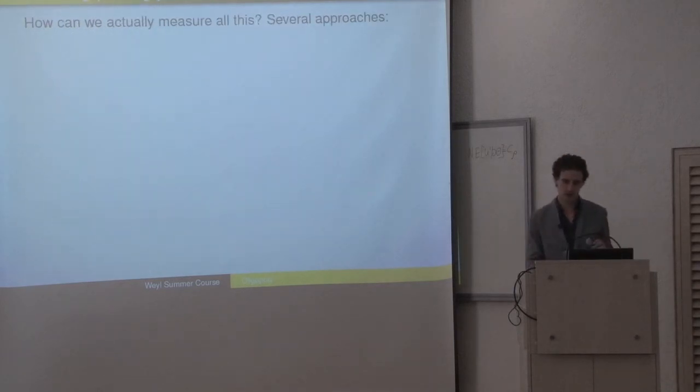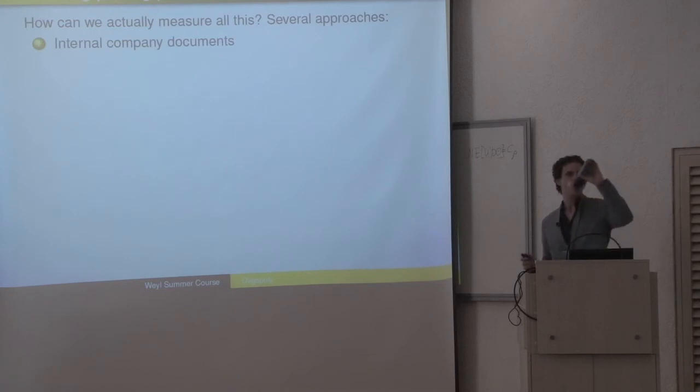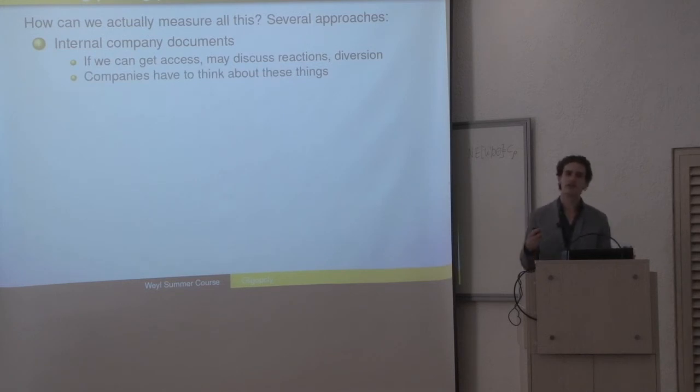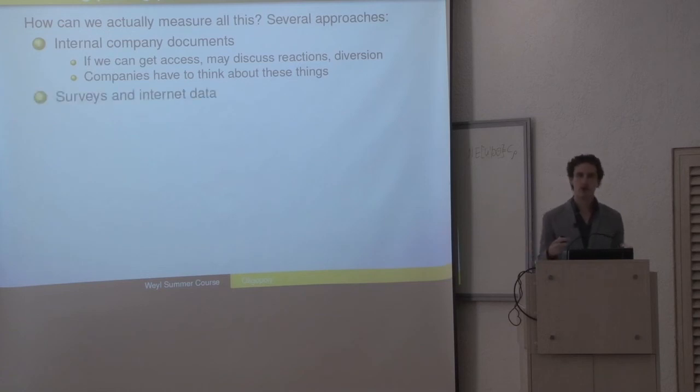Okay. So how can we measure all these things? Well, one way is we can get documents from the companies. You can subpoena documents from the companies, and this might tell you what they think the diversion ratio is. They might say that somewhere, right? Because companies have to think about these things. They have to think about who their closest competitor is so they can compete well against them.